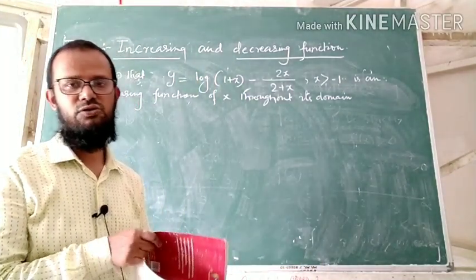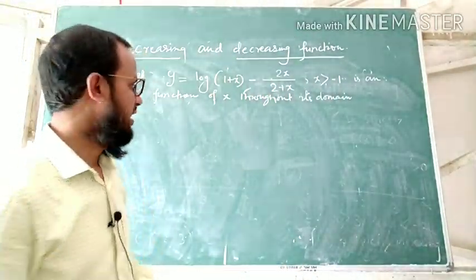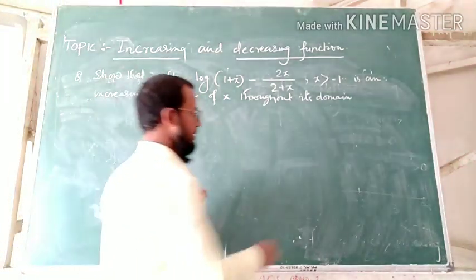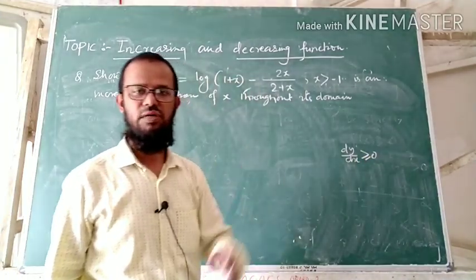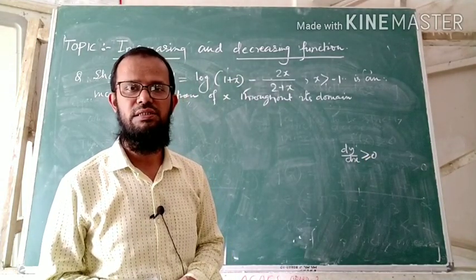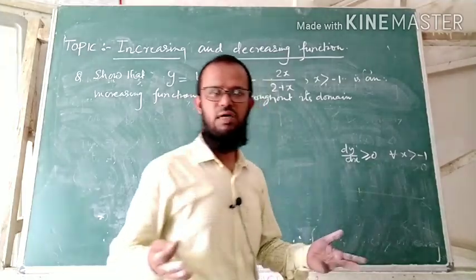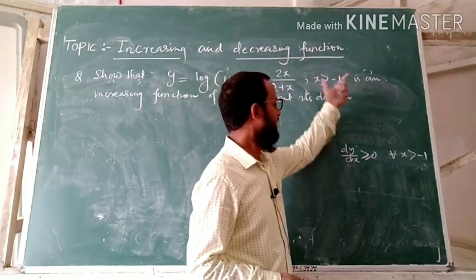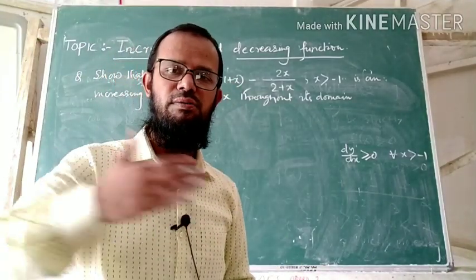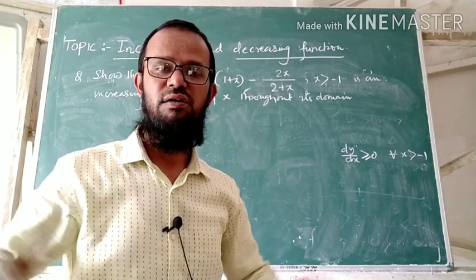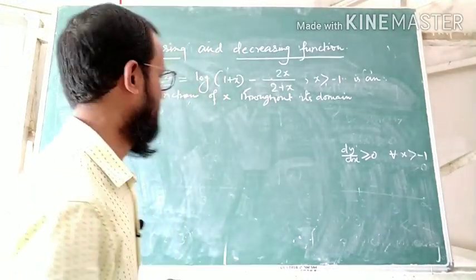Okay, you have to show that it is an increasing function. Increasing function means you have to show that dy by dx is greater than or equal to 0. Function is y, right? Dy by dx is greater than or equal to 0 for all x greater than -1. Domain is given, greater than -1. -1 नहीं है, लेकिन -1 से थोड़ा सा बड़ा नंबर से डोमेन शुरू हुआ है. So whole domain, function is an increasing function. It means you have to show that dy by dx is greater than or equal to 0.